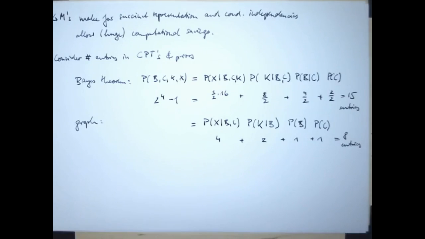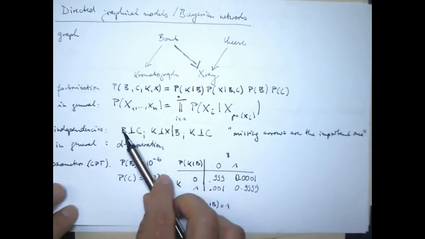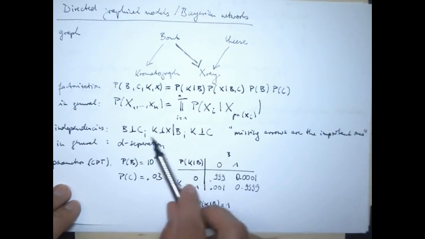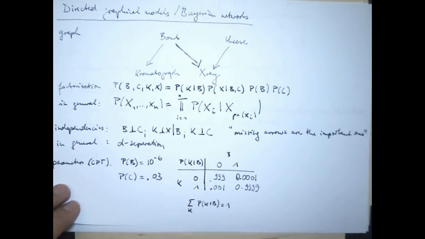Now, let's have a break, and after the break, I will show how these independencies can be jotted down for more general graphs.